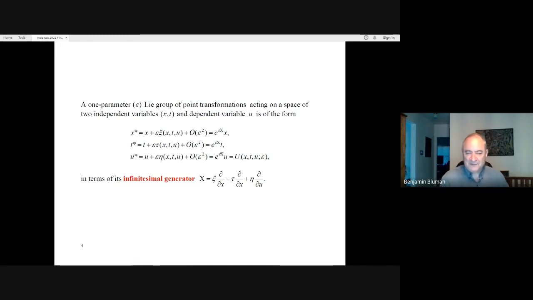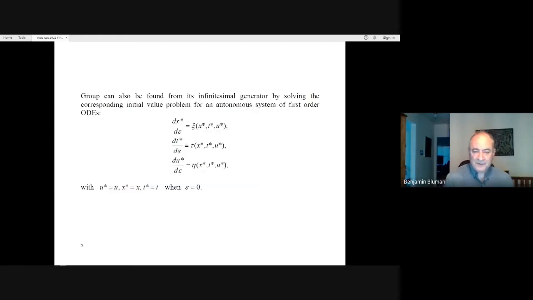Now, I'm going to be mostly focusing on two independent variables and one dependent variable, but this extends to any number of independent variables and any number of dependent variables. So the one way of getting the group from its infinitesimal generator, on the previous slide, was through exponentiation of the infinitesimal generator. But another way that we can find it from Lie's work is by solving the corresponding initial value problem for an autonomous system of first order ordinary differential equations. And in here, you have u star is u, x star is x, t star is t when epsilon equals zero. So from these infinitesimals, if we integrate out this system, we will have the group.